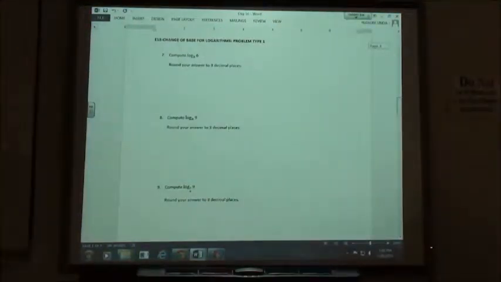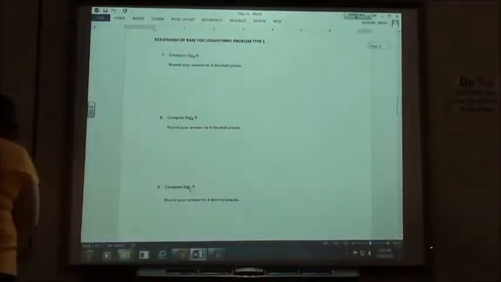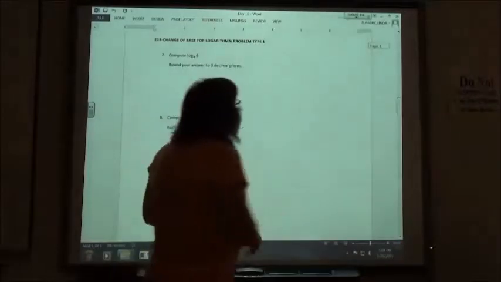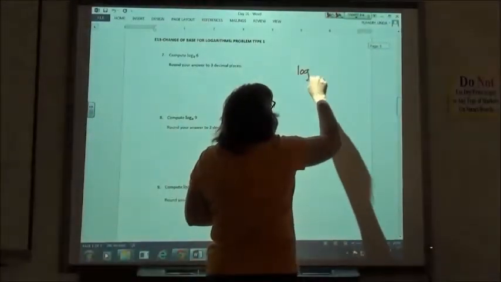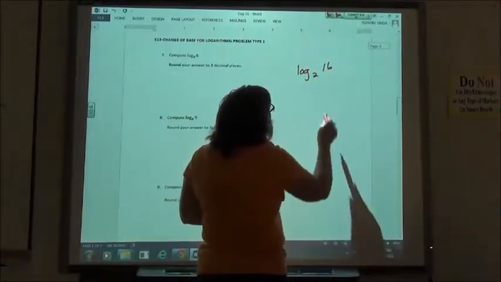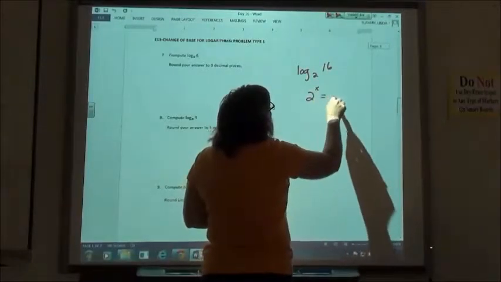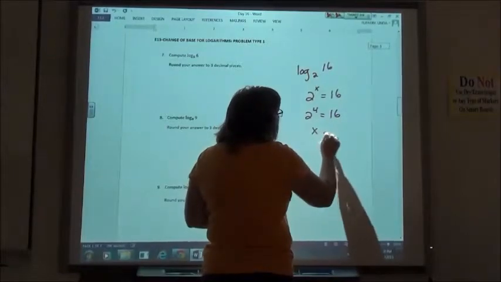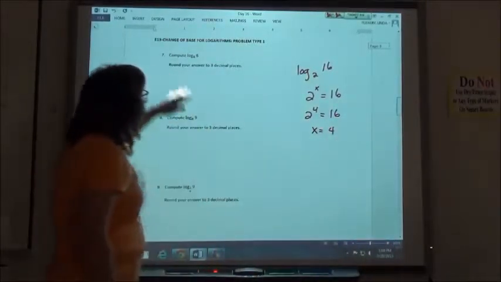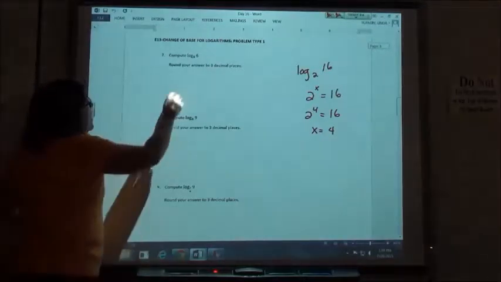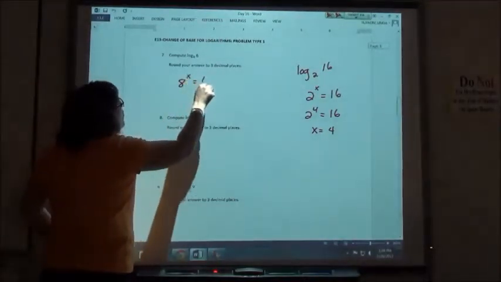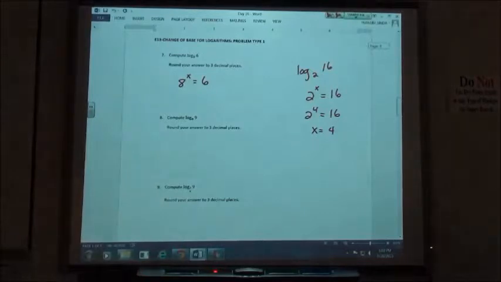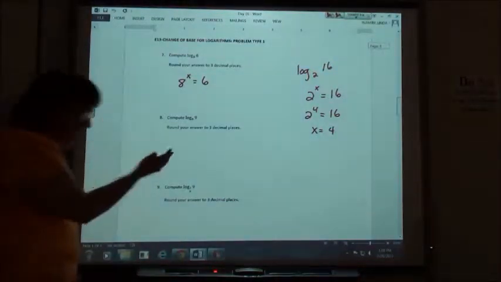The next ones, we are going to compute things like the log base 8 of 6. We've already done some where we could actually do the calculation. When we had log base 2 of 16, we said, okay, 2 to what power equals 16? And we knew 2 to the fourth was 16, so x had to equal 4. Well, on these ones, if I tried to rearrange it, I would say 8 to what power equals 6? Well, it's going to come out to a really weird number, so we have to find a different way of solving it because we can't do it that way.